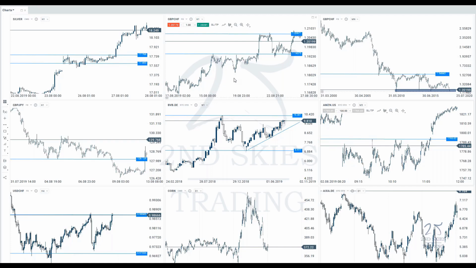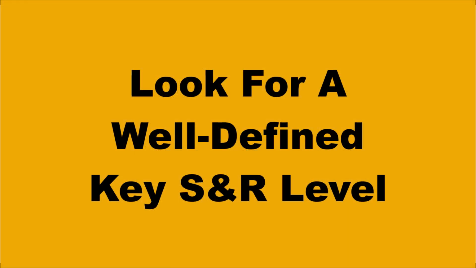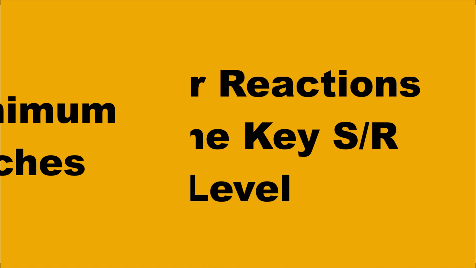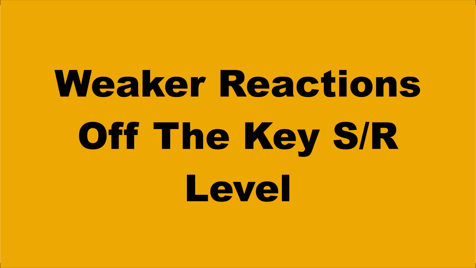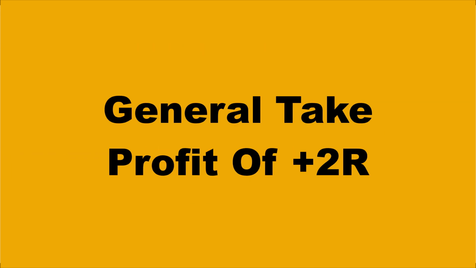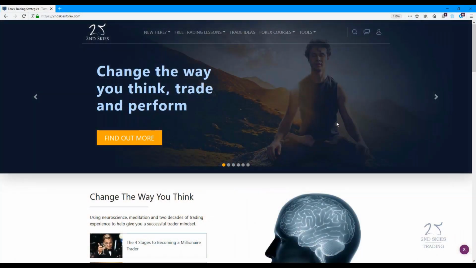The second key point is that you're looking for a well-defined key support and resistance level that has had a minimum of 2 touches off that. The third key point is that you're looking for weaker reactions off that key support and resistance level. From there, you're going to trade the pure breakout. You're going to put your stop loss below the last 1 or 2 weaker rejections, and your general target is going to be 2R.